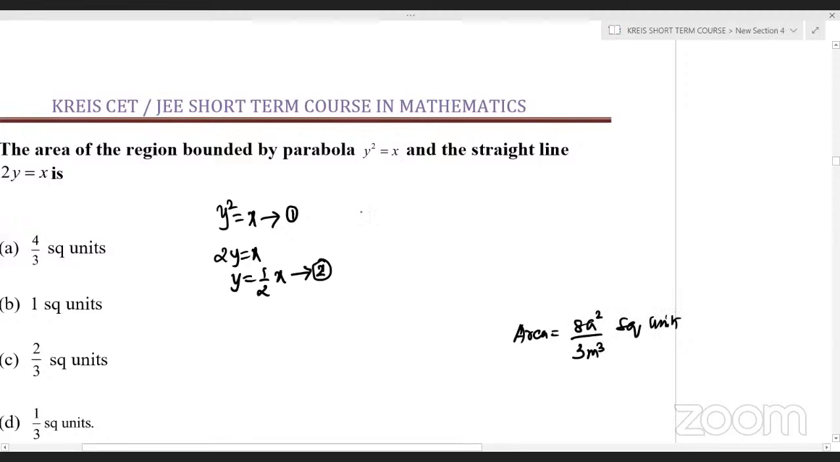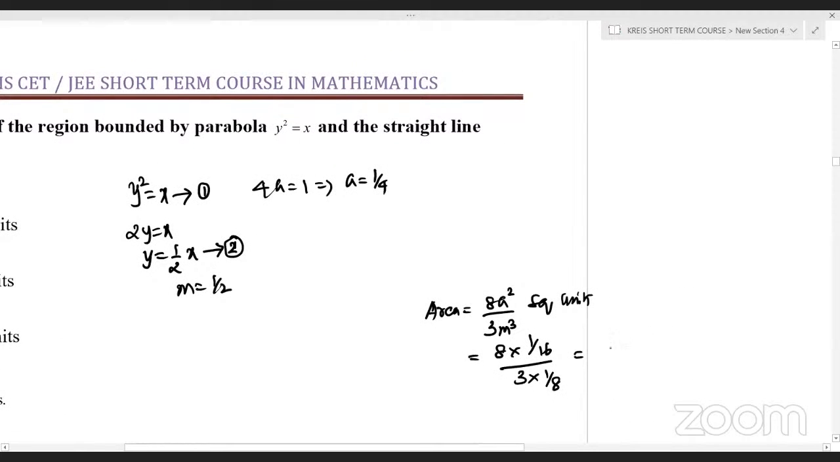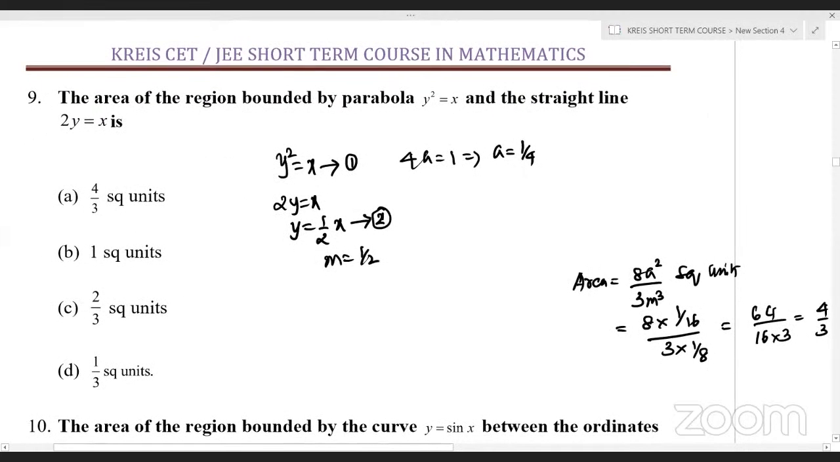So now see what a square is here. In this one, 4a is 1, which becomes a is equal to 1 by 4. And here m is going to be 1 by 2. So it becomes 8 into 1 by 4 square, which is 1 by 16, over 3 into m cube, which is 1 by 8. So now this is nothing but 8 by 16, right? So 64 divided by 16 into 3, which is going to be 4 by 3 square units. 4 by 3 square units, right?